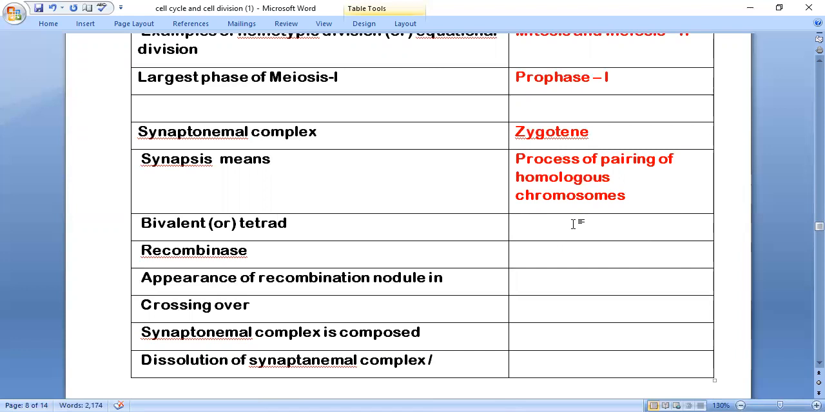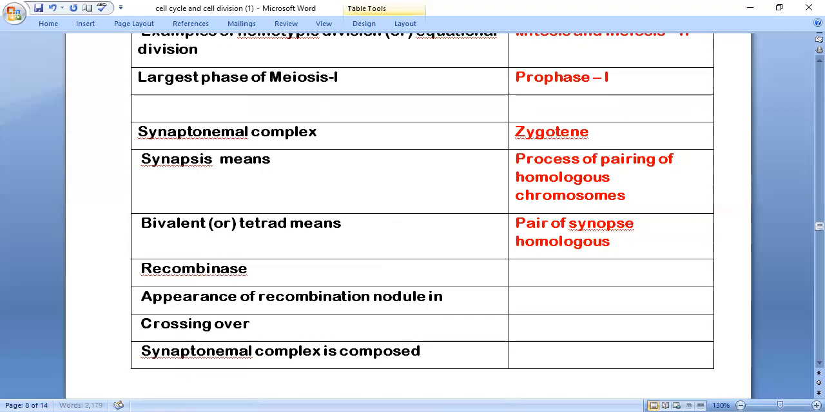Bivalent or tetrad. A pair of synapsed homologous chromosomes is called a bivalent or tetrad.